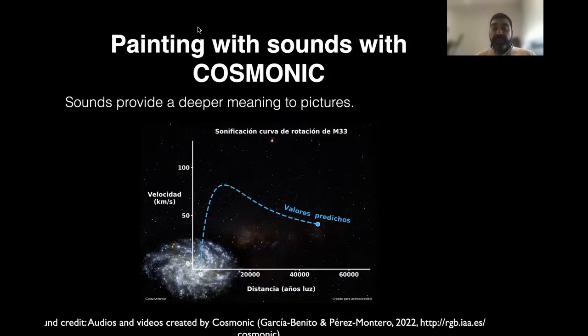An example of this is the sonification representing how quickly stars rotate around the center of a spiral galaxy. We do know now that this velocity does not decrease when the radius increases, and this could be an evidence of the presence of a dark matter halo in this kind of galaxy.